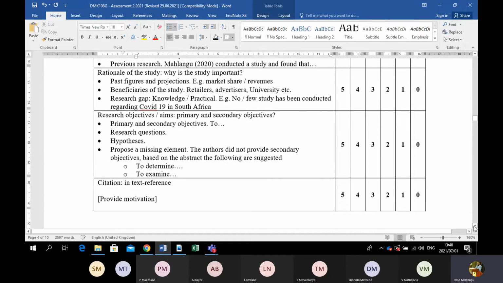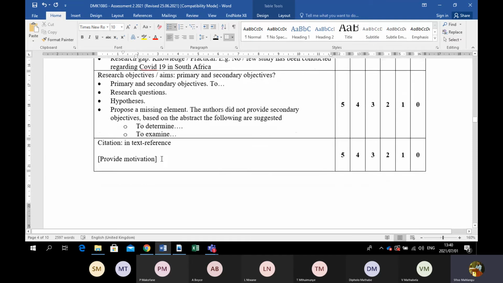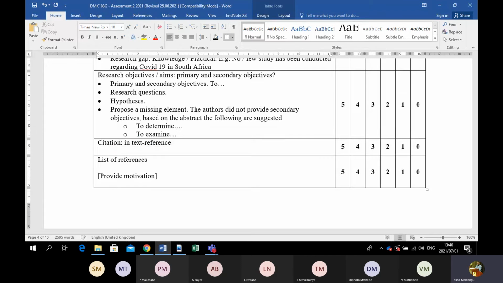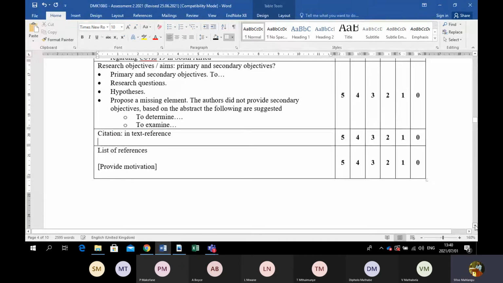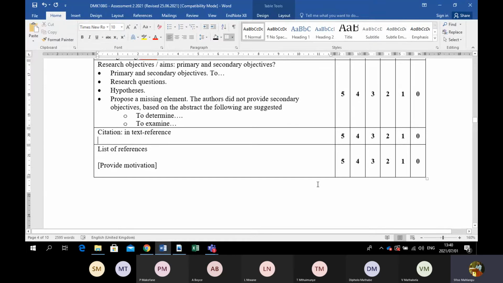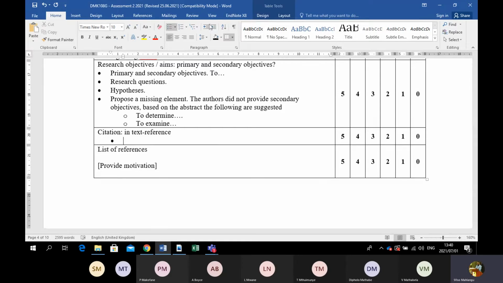In terms of the citation, this is based on TUT guidelines. So there's a second book that you need to download, but I think under research methodology as a module, these last two, you should be able to do them based on what you learn there. But what is important here is that we use the TUT reference style.